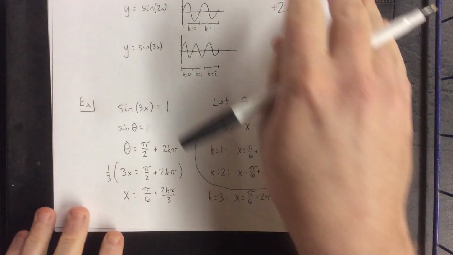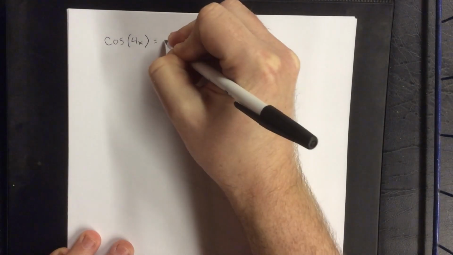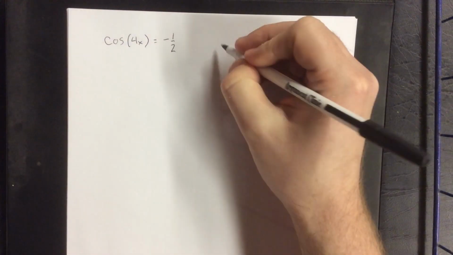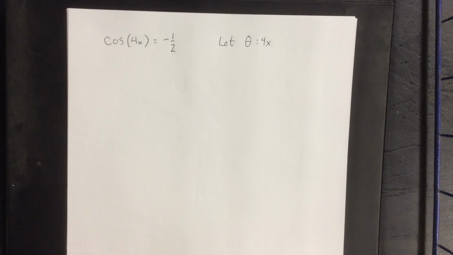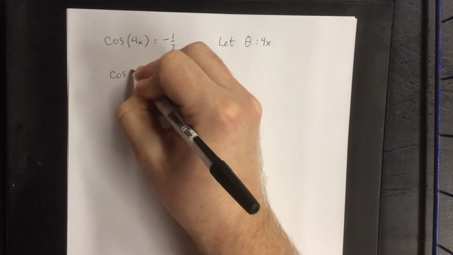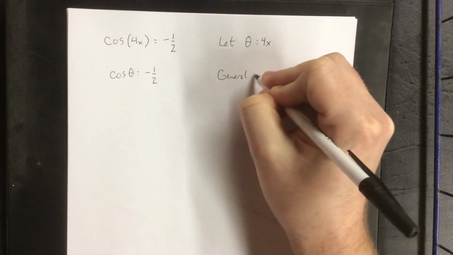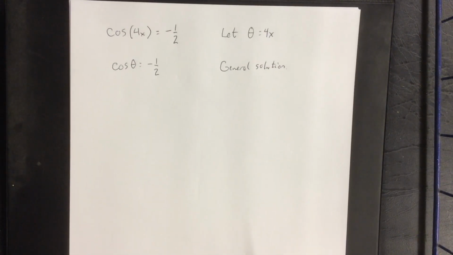Now, to demonstrate this with a slightly different example, let's consider the following. The cosine of 4x is equal to negative 1/2. So as we did before, I'm going to make a substitution on the angle and let theta be equal to 4x. By doing so, we're now solving cosine of theta is equal to negative 1/2, which is one of our basic forms. What I'm going to do is find the general solution of this. That way we can allow the frequency modulation to occur.